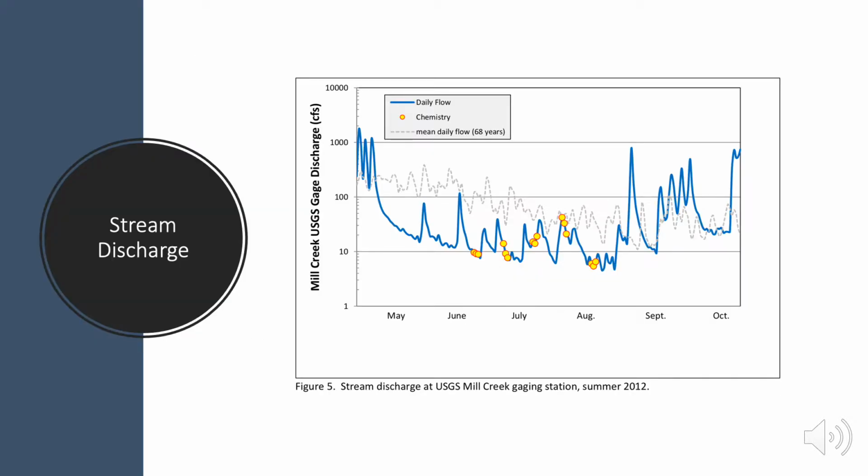So if you look at this stream discharge, if you look at the hydrograph, it goes through several months spanning from May to October. And you can see the daily flow, the water chemistry markings, and the daily mean flow. And the daily mean flow has spanned a total of 68 years for the mean.